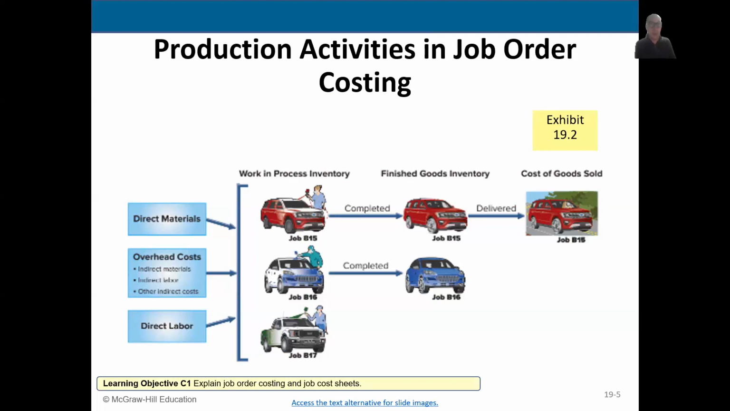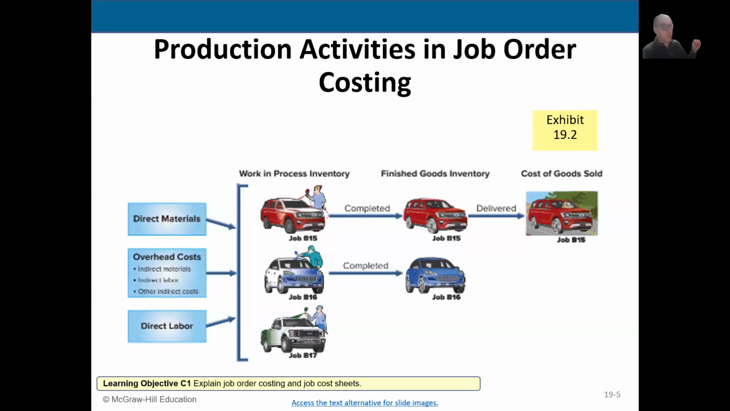So here's the essence of job order costing, a very basic way. We receive an order from a customer, and this customer wants to buy a red SUV. Okay, great. Customer B15. Customer order comes in, and it's very specific. It says, I want an SUV. I want it to be red. I want a sunroof. I want leather seats. I want automatic transmission. I want automatic everything else. Okay, great.